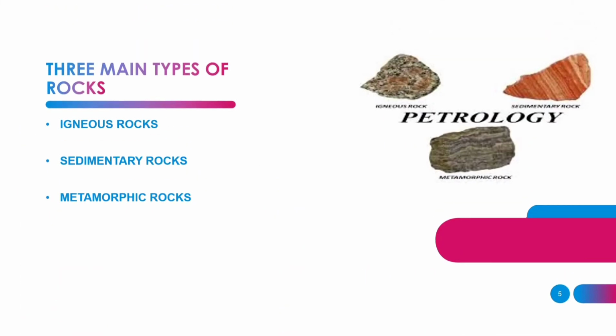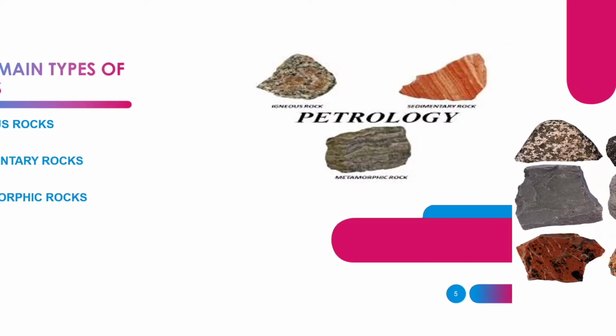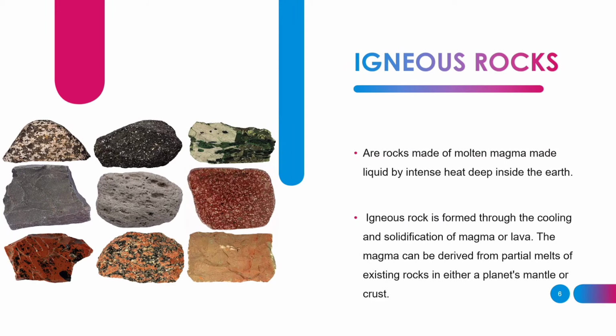Here are the three main types of rocks, which are the igneous rocks, sedimentary rocks, and metamorphic rocks. Igneous rocks are rocks made of molten magma made liquid by intense heat deep inside the earth. Igneous rock is formed through the cooling and solidification of magma or lava. The magma can be derived from partial melts of existing rocks in either a planet's mantle or crust.